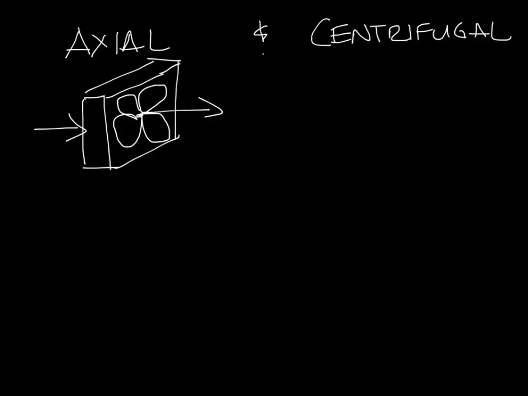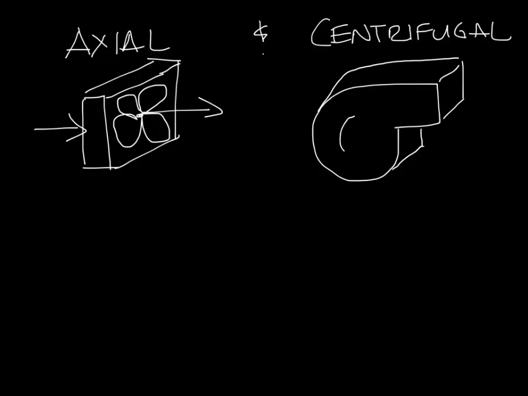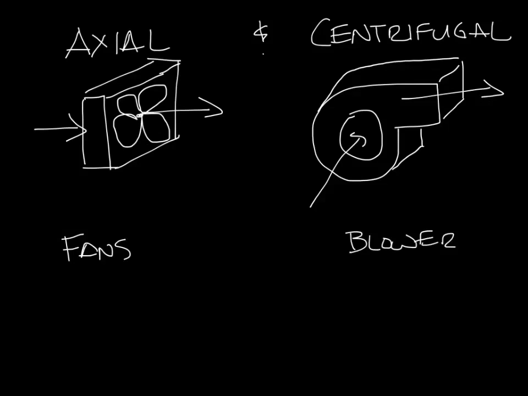In centrifugal fans, air comes to the center of the fan and is blown out at a right angle. So it looks a little bit like this, where it's kind of a blower. The air comes in here and it is spun towards the outside of the wheel and it comes out the discharge of the blower. A lot of times you'll hear axial fans called fans and centrifugal fans called blowers or squirrel cages.